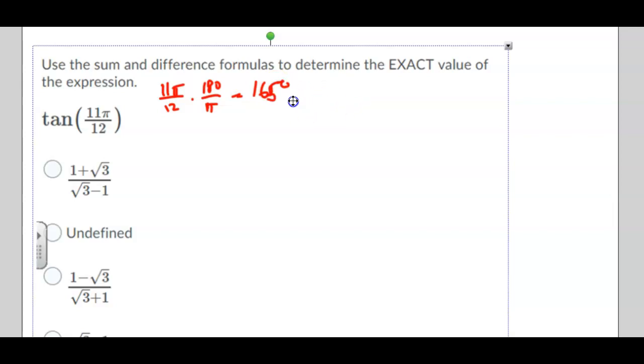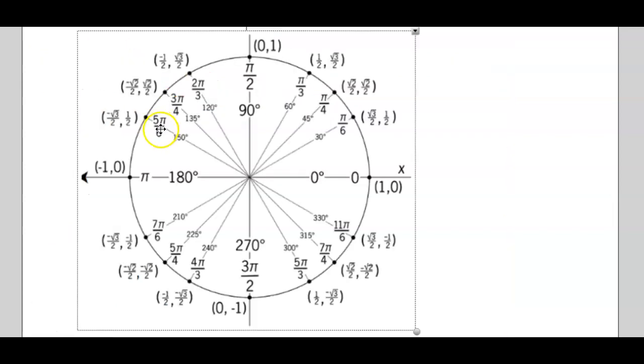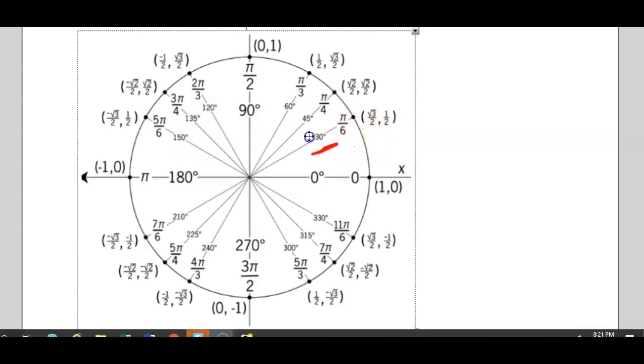So we need two angles that make 165. Let's look at our unit circle. How about 120 and 45? I know somebody's like 135 and 30, but we try to avoid that angle right there. So let's do 120 and 45.